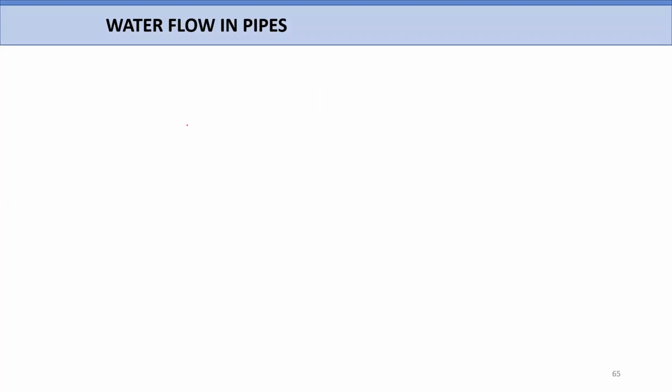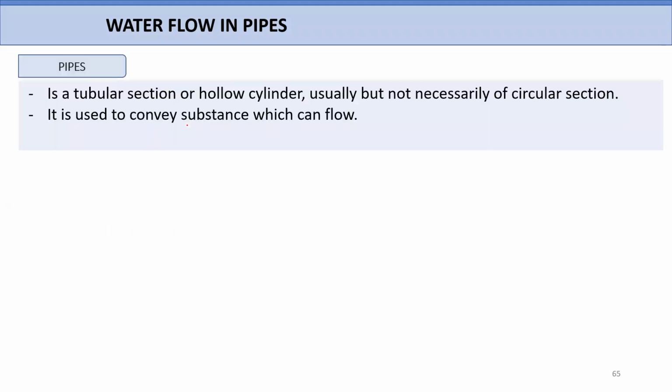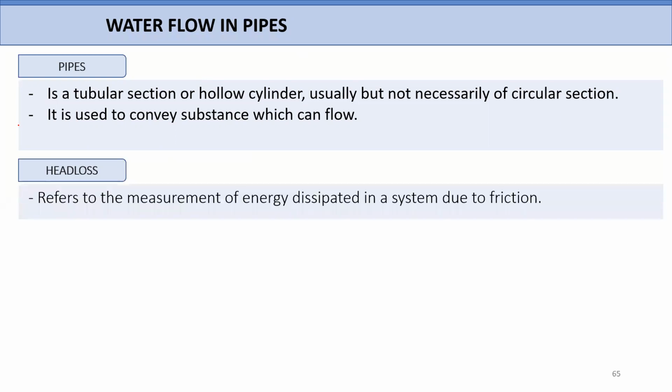So next is our water flow in pipes. A pipe is a hollow cylinder, usually but not necessarily of circular section. It is used to convey substances which can flow. Head loss refers to the measurement of energy dissipated in the system due to friction or any other energy losses.